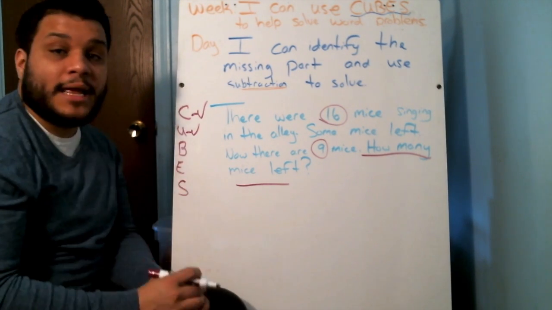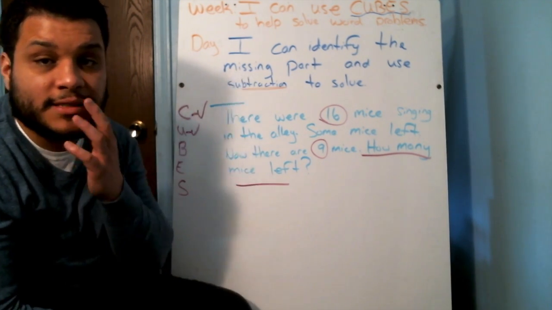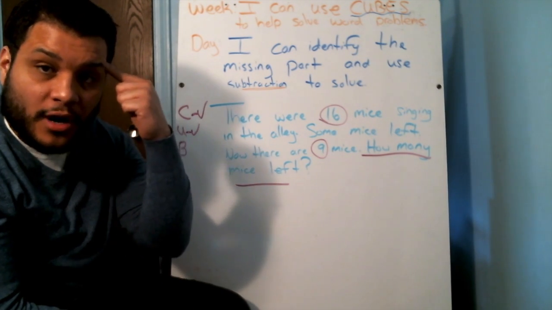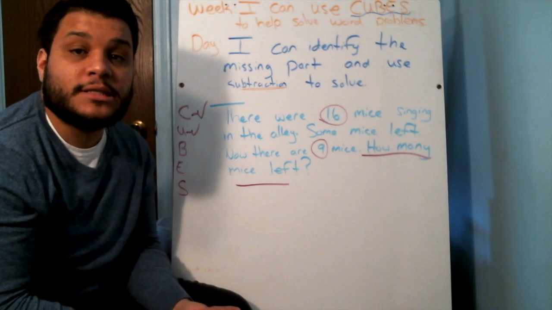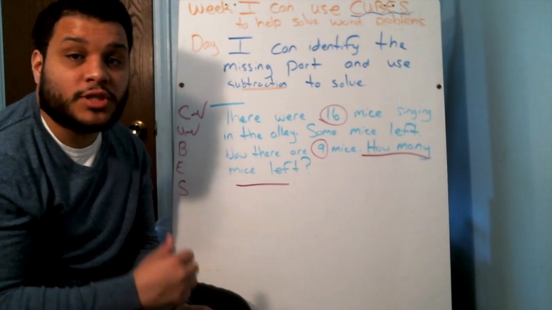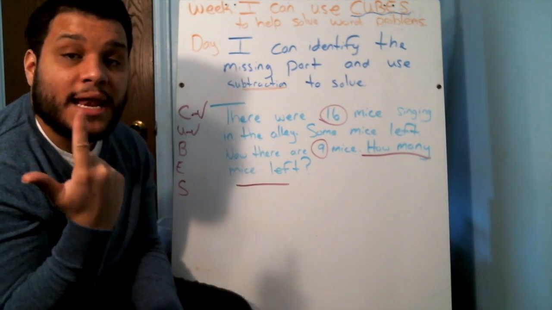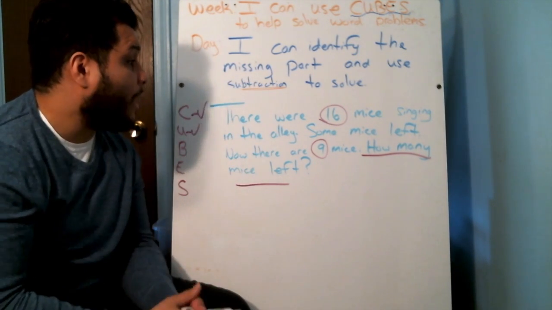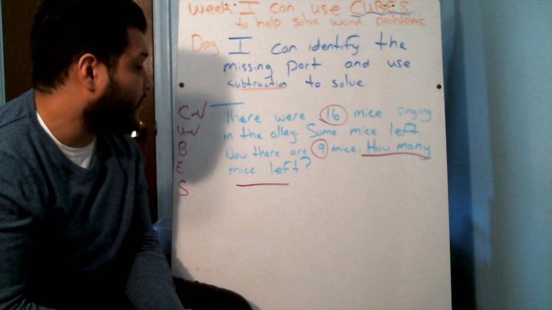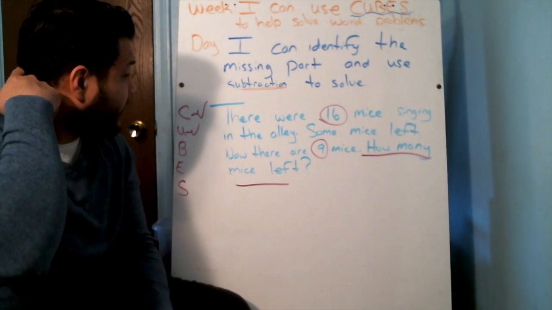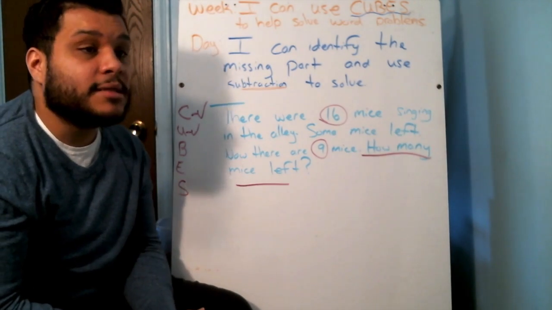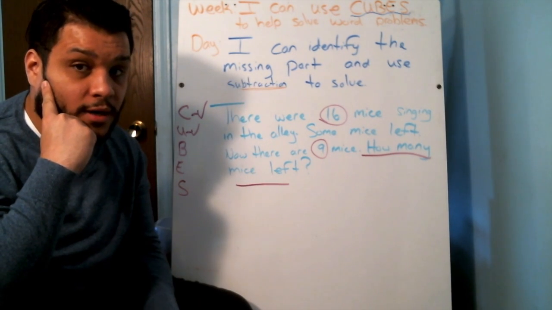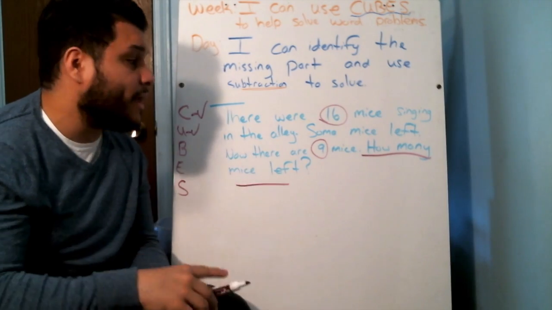Next is B, box in the math words. Because we're doing subtraction, let's remember our subtraction math words. Our subtraction math words are less, left, fewer. So let's look into our word problem and see if we can find any of those words. There were 16 mice singing in the alley. Some mice left. Do we see a math word? Yes, there are two math words there.